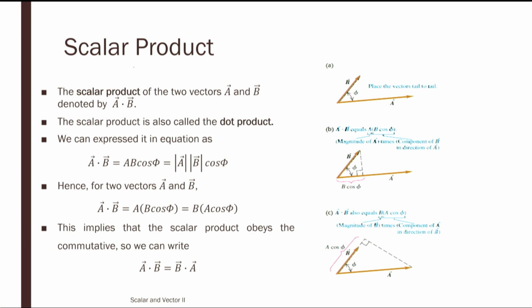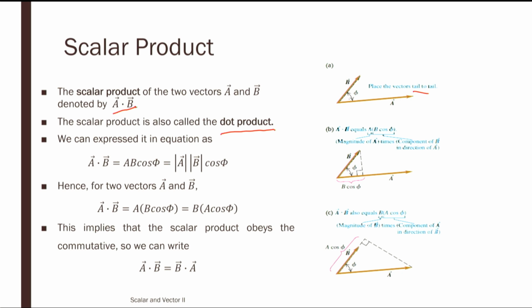Okay, so now we move on to scalar product. Let's consider two vectors A and B. The scalar product is sometimes called the dot product, and we represent it as A dot B. If our vectors are arranged in this manner, with the tip of B pointing here and A pointing here, so that is tail to tail, and the angle between them is phi.